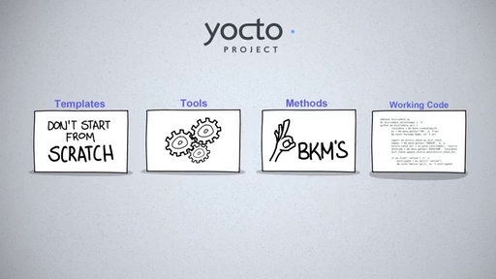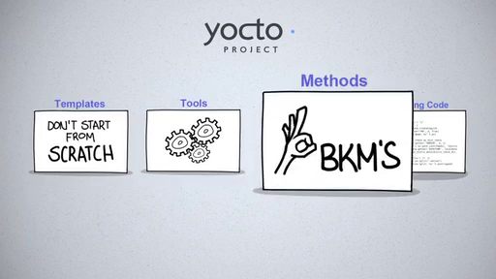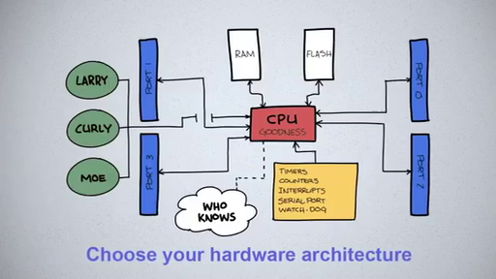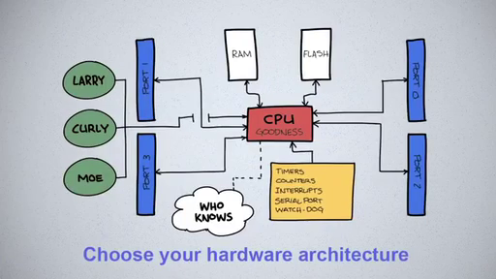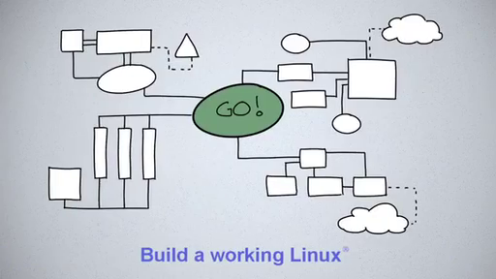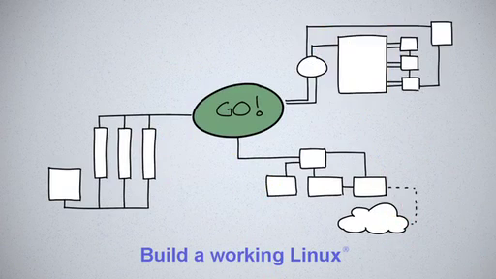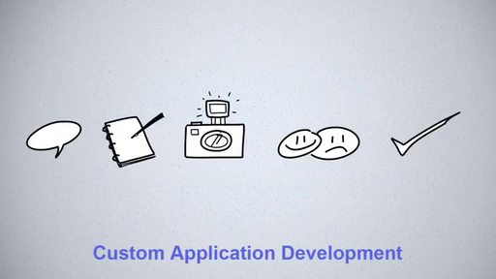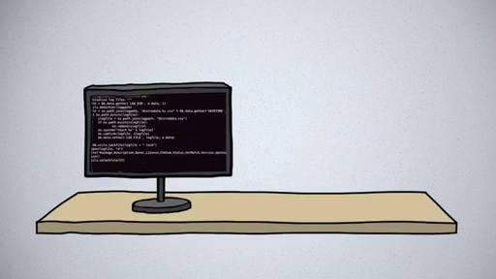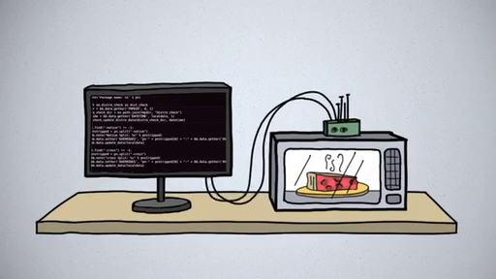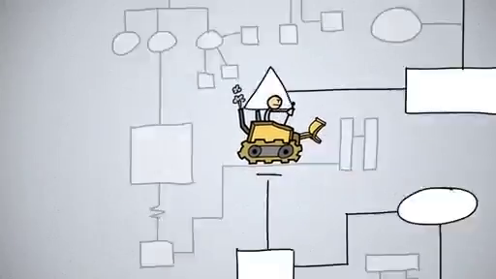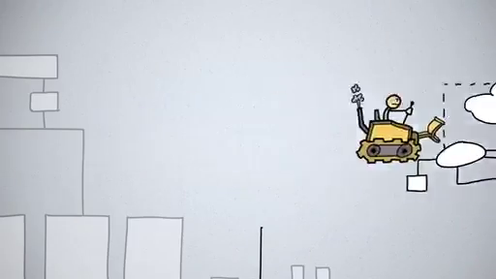The Yocto Project provides free templates, tools, methods, and actual working code. It lets you choose your embedded CPU architecture, select a footprint size, and build a working Linux. Then you can add or remove components to get exactly the features you want. You can also produce a set of custom application development tools for your new OS and test things out in an emulator. There's no more plowing through massive distributions to hack one feature.